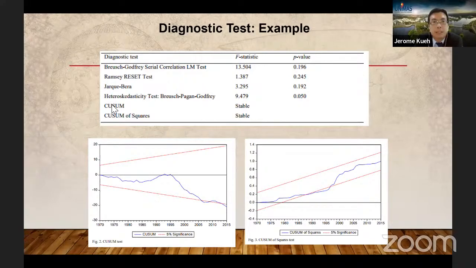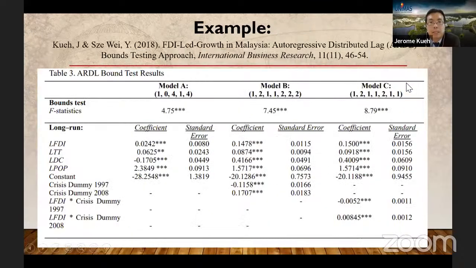And in terms of the stability of the model, we can normally perform the CUSUM and CUSUM of squares tests, where you can provide a graphical presentation. As long as the blue line is within the red dotted lines, that is considered a stable model. So those are among the standard diagnostic tests that we, as researchers, will adopt to ensure that the results can be used for policy recommendations later on.